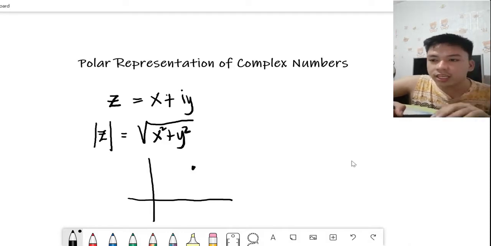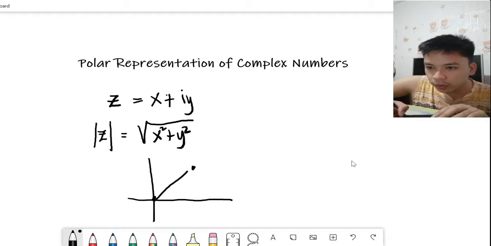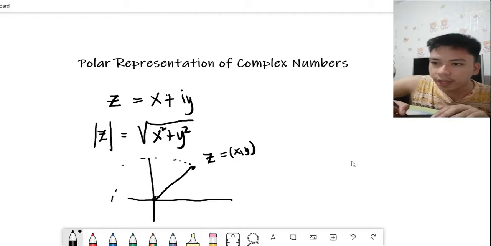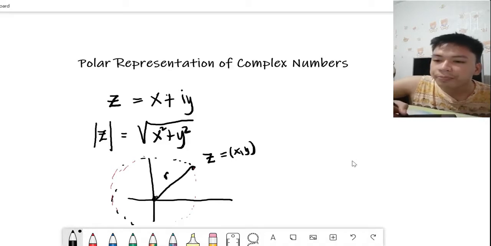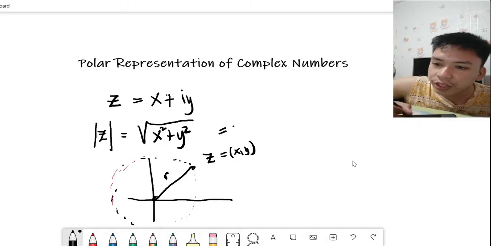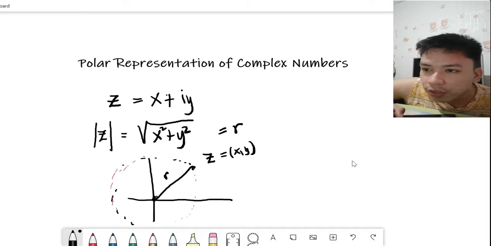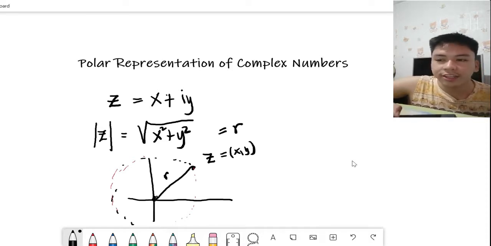And so, if you are going to denote this, let's say this is our z, this is our origin here. So that's x plus iy, the ordered pair. If we are going to draw an imaginary circle with one of its points being z, I'm assuming I have a perfect imaginary circle here. Now, this is a circle with center at the origin, so this is our radius r. So we can denote the magnitude or the modulus as r here.